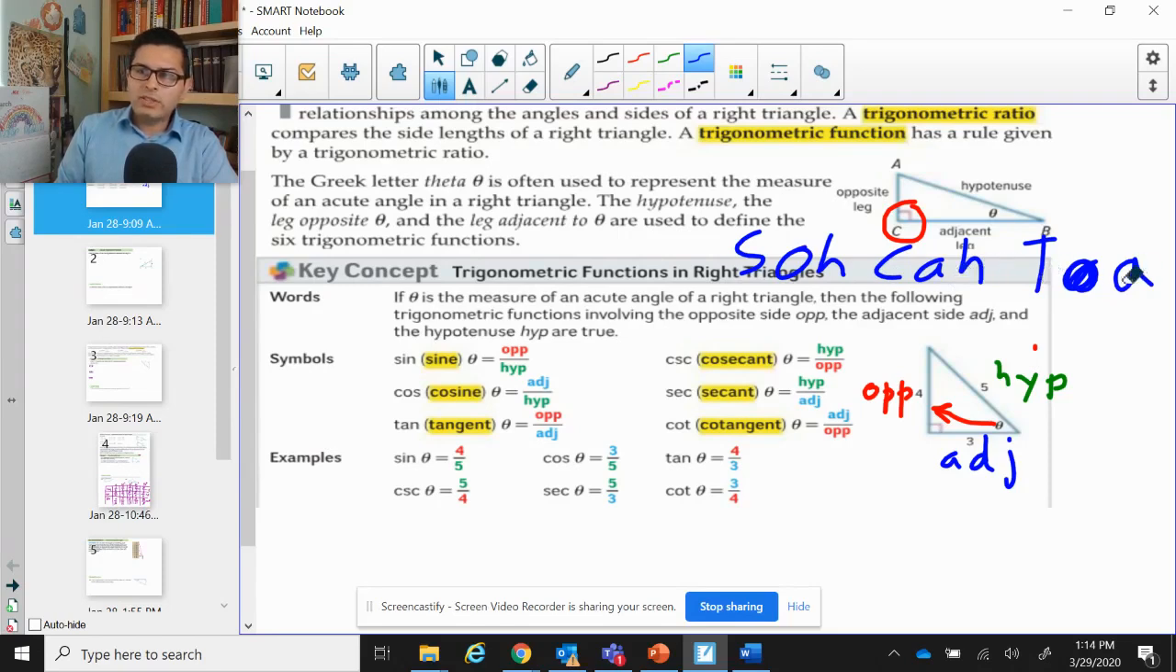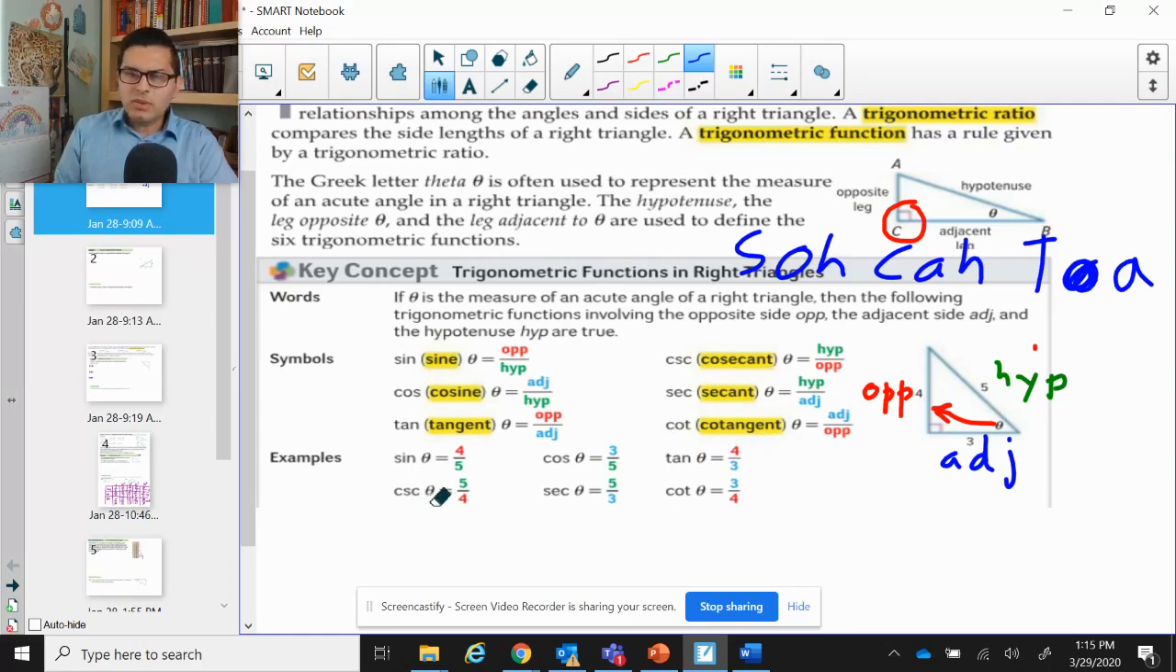TOA, tangent. TOA. What do we think this stands for? Well, this is going to be tangent equals opposite over adjacent. So let's do that. Tangent of theta equals the opposite, which is 4, divided by 3, which is our adjacent side. So 4 divided by 3 is our tangent of theta. That's what tangent of theta actually equals.